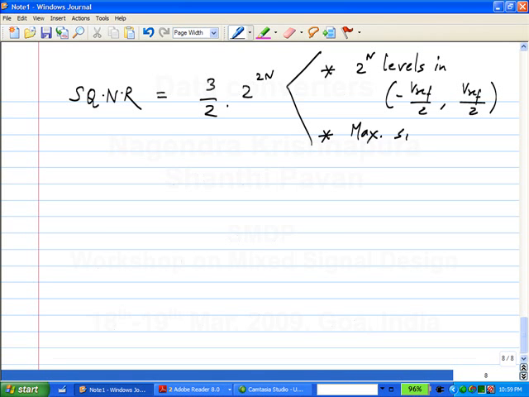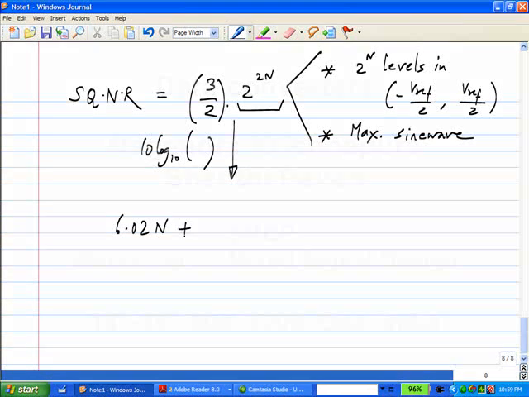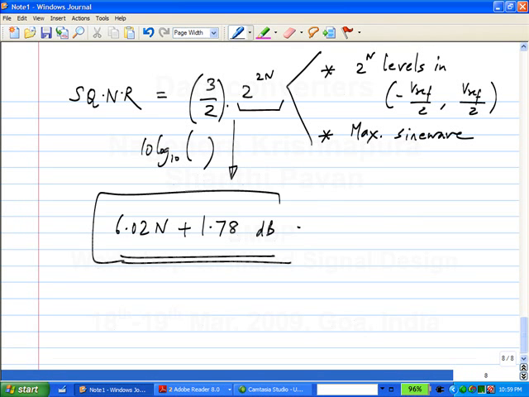And this is typically represented in dB. So, you take 10 log to base 10. What will be that number? This simply gives you 6.02 n plus 1.78 dB. So, this is the SQNR in dB, and are you familiar with this formula? Very much, I think. So, this is how you derive it. It's basically the ratio of signal strength to noise strength when the signal range is divided into 2 to the n levels.